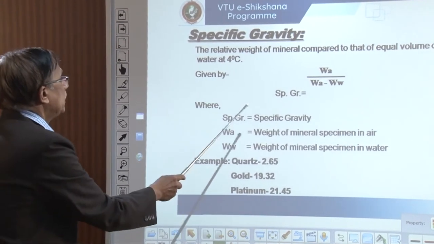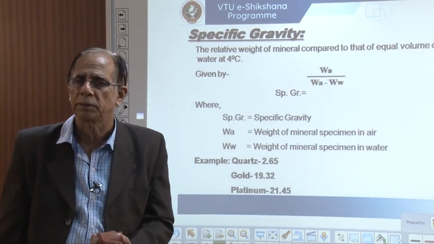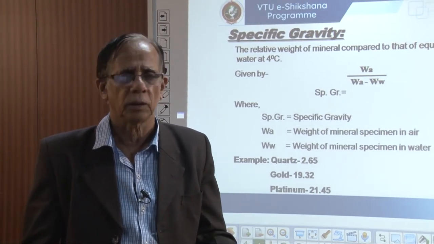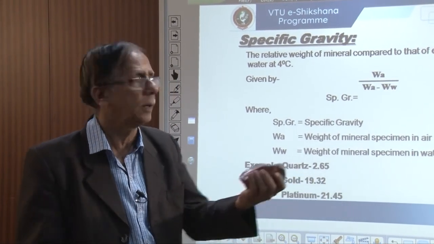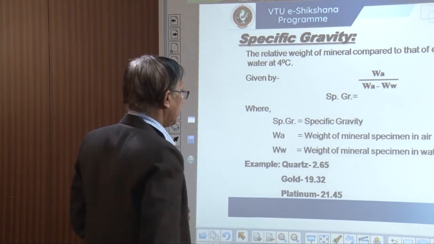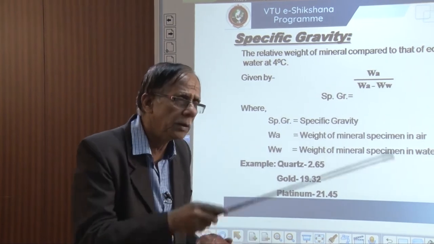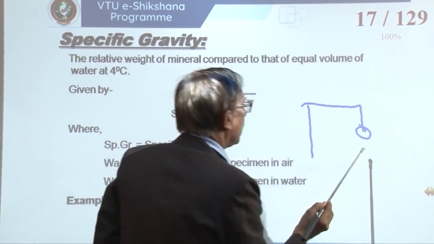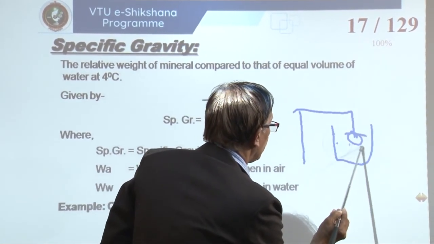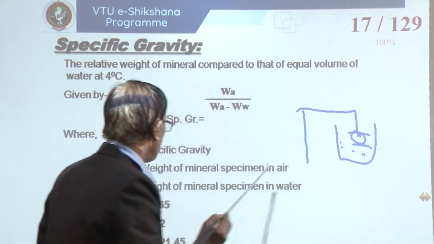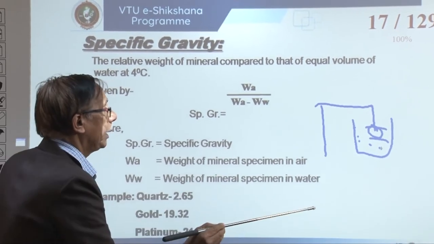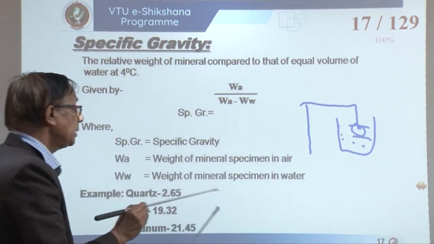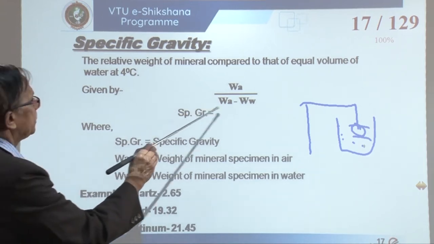I have a specimen, and we have several methods. We must have studied that the Jolly spring balance is the most ideal method. Density bottle is also another method to find it. We take the weight of the mineral in air and the weight of the mineral in water. I have this balance and this specimen; I weigh it in air, then put water in a jar and find its weight again, and then compare. Weight of the mineral in air I know. When I immerse the specimen in water and find its weight, then I apply this formula and get the specific gravity.